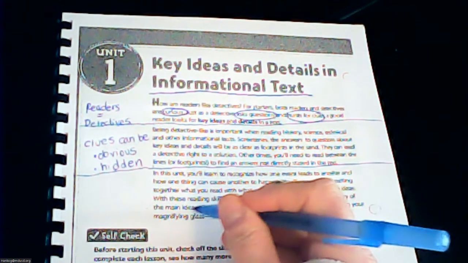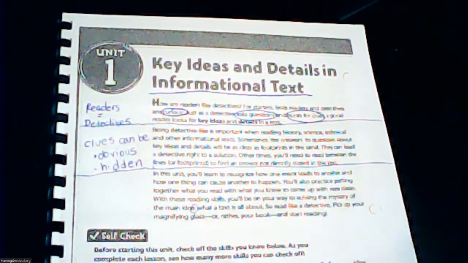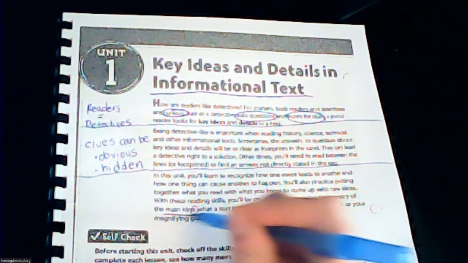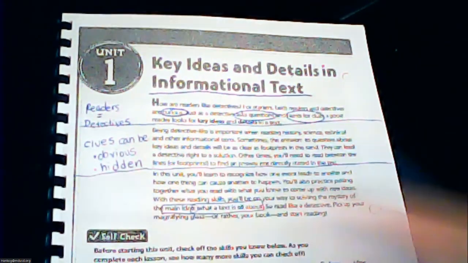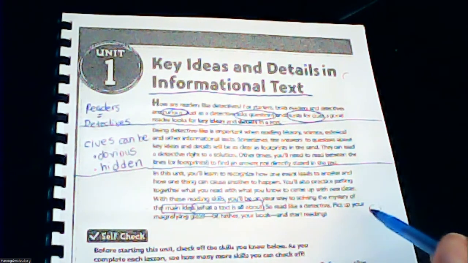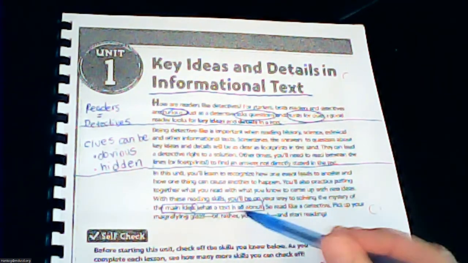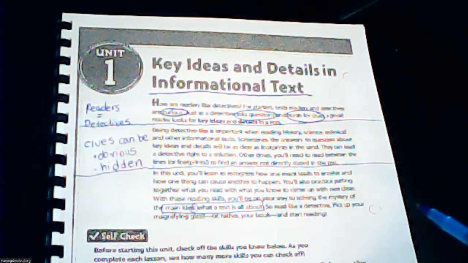So I notice here it says main idea, and then it's got this thing right here called a colon. This means this author is telling me what a main idea is. So read like a detective. Pick up your magnifying glass, or rather your book, and start reading. So it says we're solving the mystery of the main idea. So all this stuff about readers being detectives, readers looking for clues, all of that is to solve the main idea.